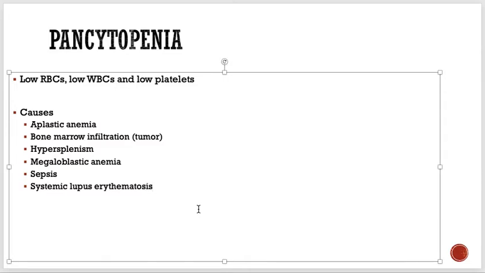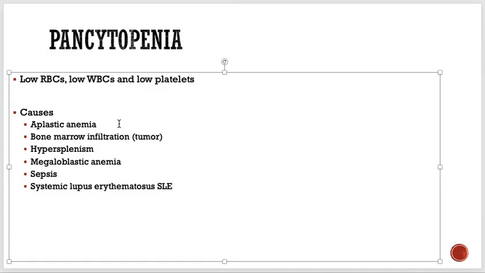Okay, so what is systemic lupus erythematosus? The short form is SLE. You are going to study this condition in detail in rheumatology, but it is a multi-system condition in which there is autoimmune destruction of the cells. So that's why these patients can present with autoimmune pancytopenia.